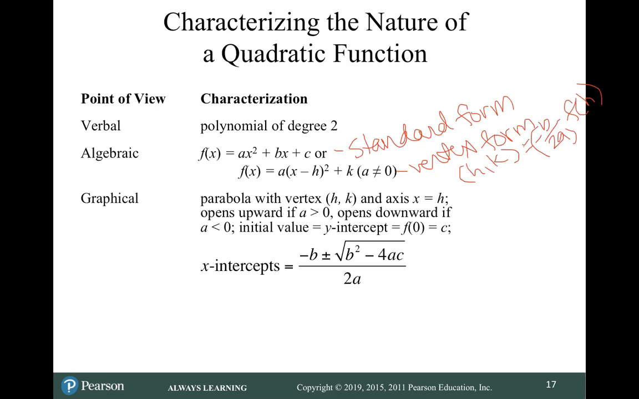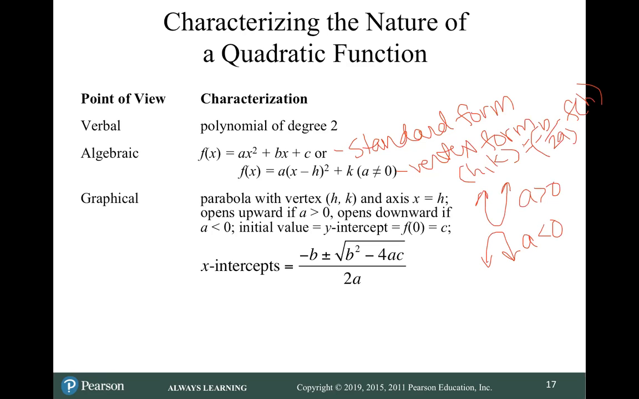We know graphically that this is a parabola. The vertex is (h, k), we mentioned that. The axis, or axis of symmetry, is x equals h. We saw that in the last example. We know if a is greater than 0, it opens upward. And if a is less than 0, it opens downward.